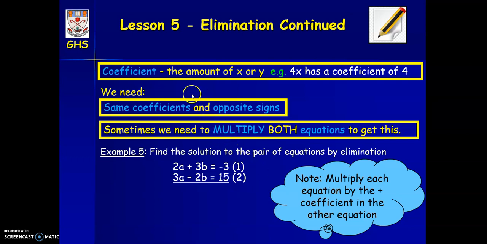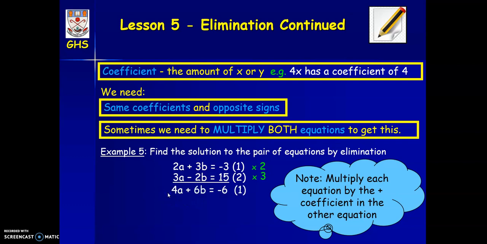So what we mean by this is, for equation 1, we would multiply it by 2 because the coefficient of the b term in equation 2 is 2. For equation 2, we multiply that by 3 because the coefficient of the b term here is 3. So basically, we're multiplying by the opposite coefficients.